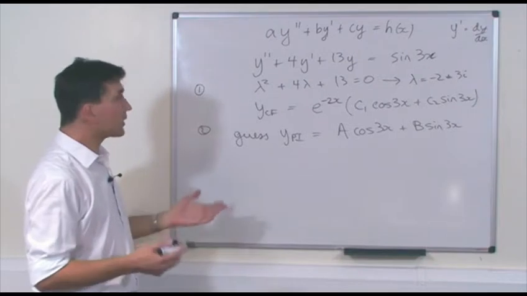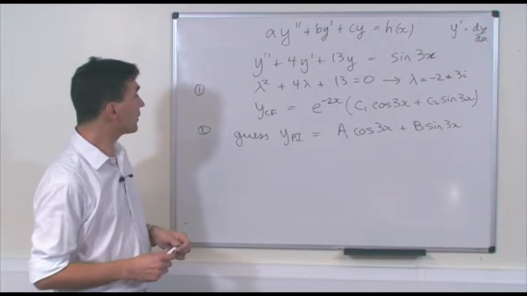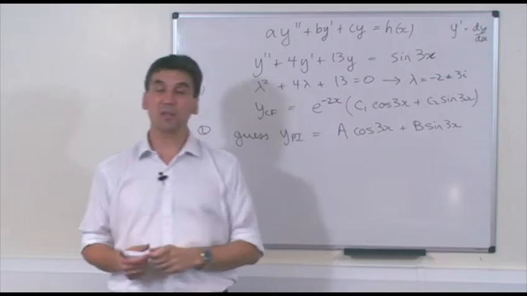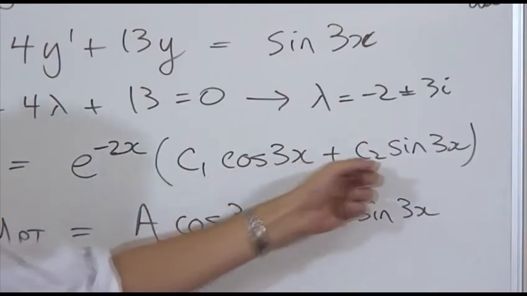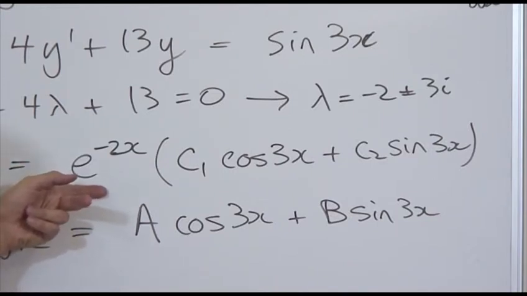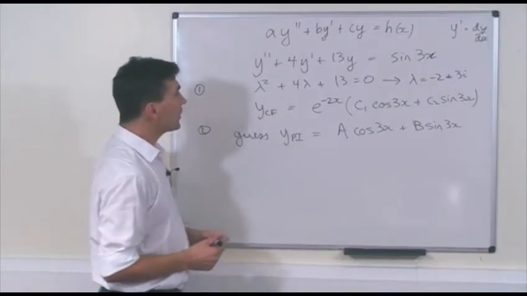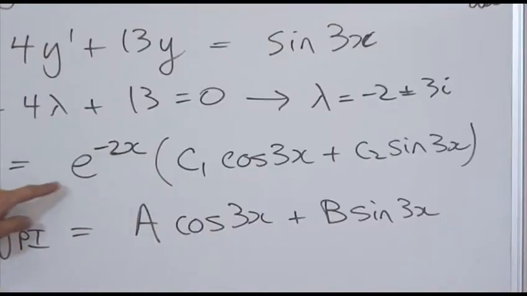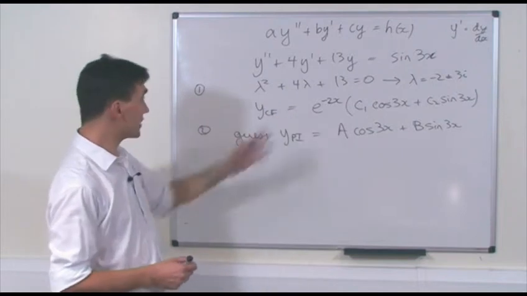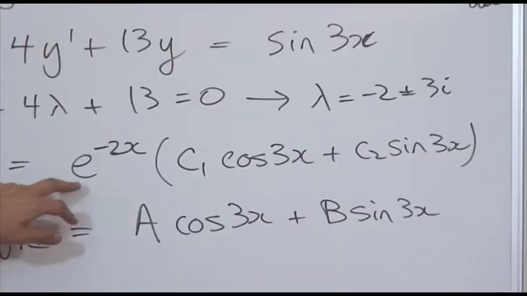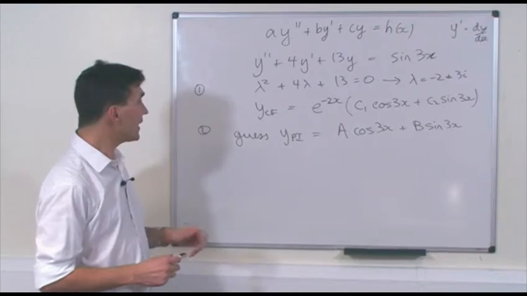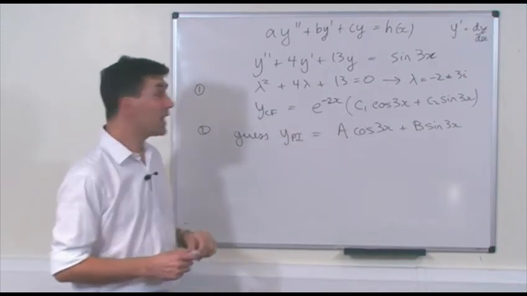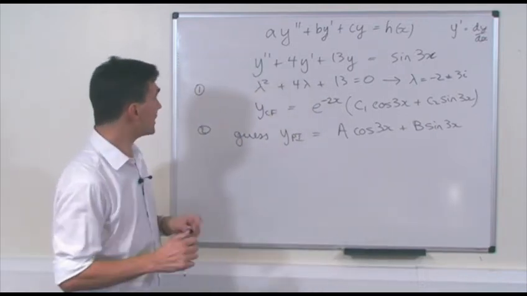The other thing to notice is, we have to ask this question: is this in the complementary function or not? At first glance, it looks like it might be. Cosine 3x, there's a cosine 3x. Sine 3x, there's a sine 3x. So the question we need to answer is, is there a choice of c1 and c2 that makes this complementary function equal to that? Well, how about choosing c1 = 1, c2 = 0? That will get the cosine 3x, but it doesn't come unaccompanied. It's also got this e^(-2x) out front. So what you actually get is e^(-2x) times cosine 3x. Now that is not this function here. That is a different function, and therefore this cosine 3x is not in the complementary function, and we don't need to worry about multiplying by x as we did in the previous example.